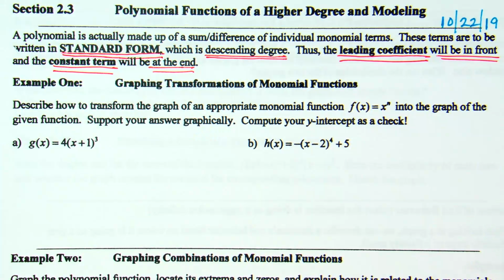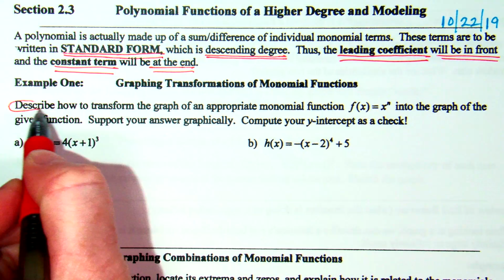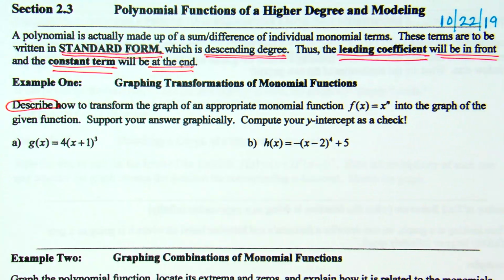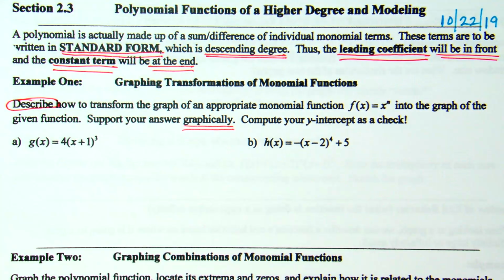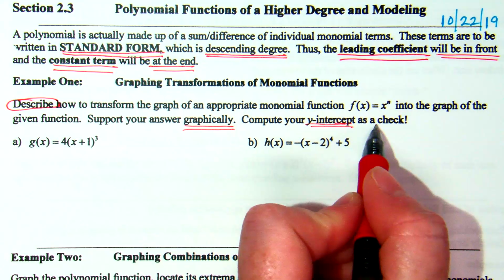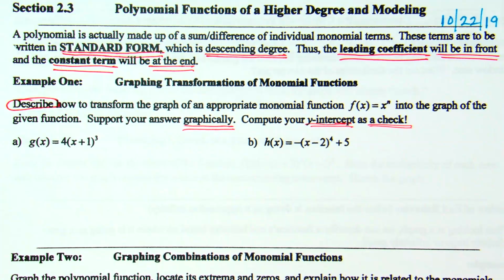First thing we're going to look at is graphing transformations of monomial functions. So again, this goes back to your Algebra 2 days, looking at all these transformations. Describe. When I say describe, that means I'm looking for words. Describe how to transform the graph of an appropriate monomial function, f of x equals x to the n, into the graph of the given function. Support your answer graphically, which means we're going to graph it, and compute your y-intercept as a check. So three parts here: we're going to describe, check this graphically, and look at the y-intercept.